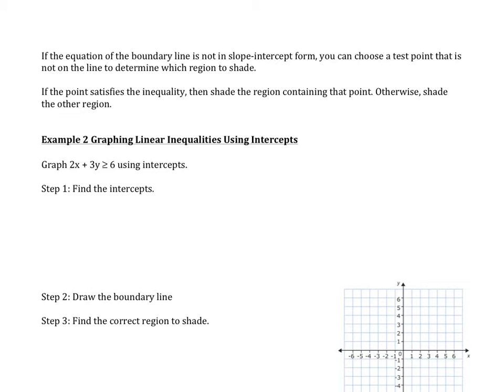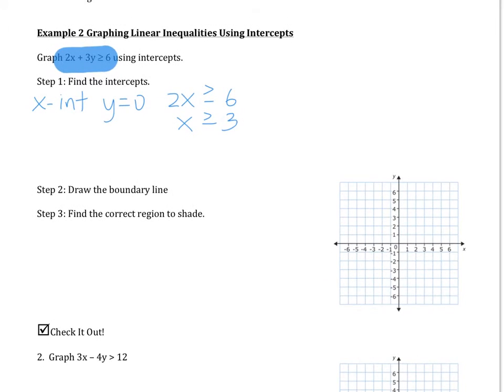What if we are in standard form? We could graph using intercepts. So the first thing you want to do, this is called standard form, when we have variables on one side, numbers on the other of your inequality. The first thing you do is find the x-intercept, which is when y equals 0. So you have 2x greater than or equal to 6, and actually it's just the equals part. So you would plot that, x equals 3.